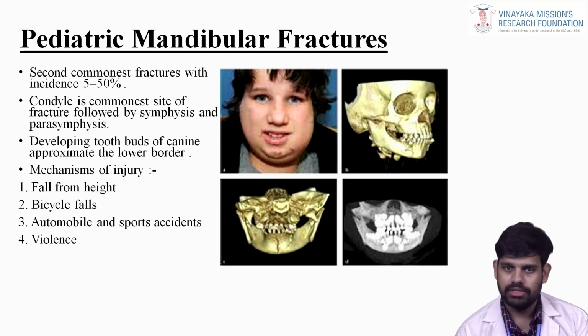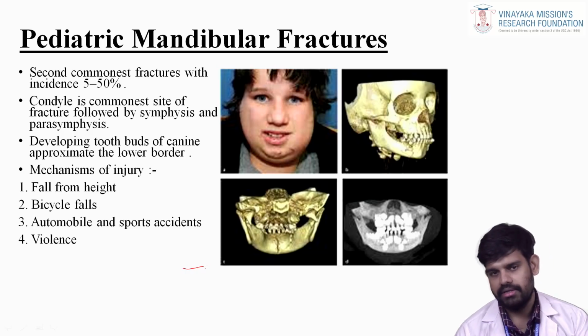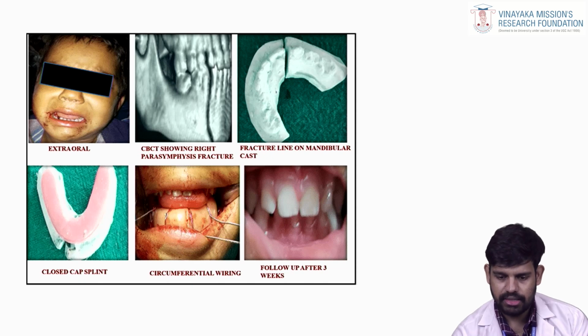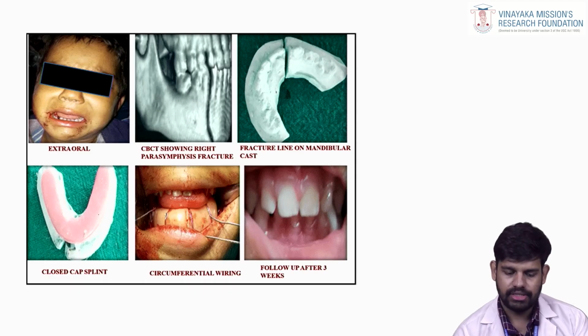Or we can go for bioresorbable plates, where we will put the plates and screws and it gets resorbed in the span of 6 to 8 weeks, giving us a good 2 months for the bone to heal. So this is the cap splint. It is fabricated. First we will make a cast, fracture the cast in the exact area where it is fractured, and reduce the cast and make the fabrication. After that, place it in the patient's mouth and secure it with the circumferential wiring or circummandibular wiring, and later on after 3 weeks, you can see the fracture is reduced.